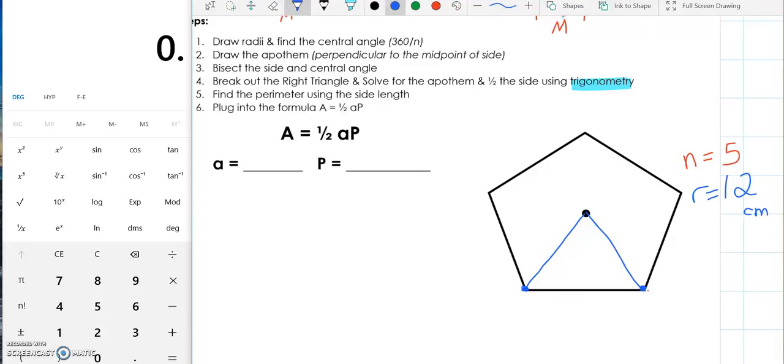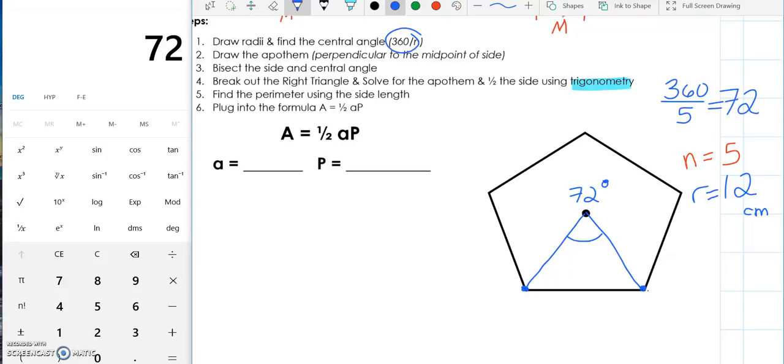Now I also need to find the central angle. That's the angle right up here. Remember, to find the central angle, you're going to do 360 divided by the number of sides, in this case 5. All right, in our calculator, we do 360 divided by 5, 72. So 72 degrees is the measure of my central angle. I'm not going to put that in just yet, and you'll see why.